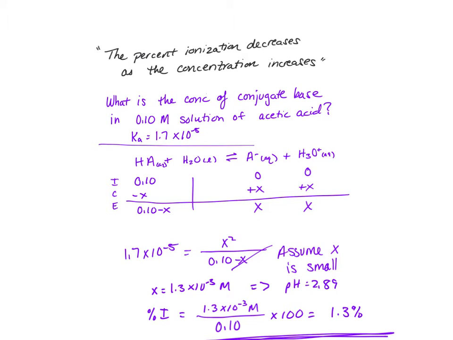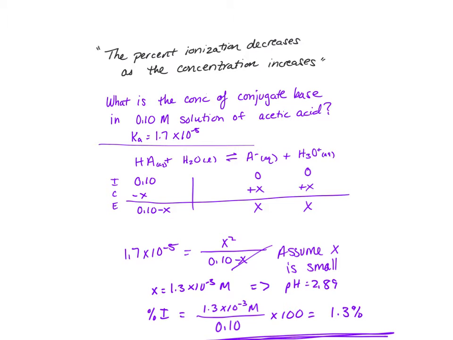So let's look at the statement from the textbook that the percent ionization decreases as the concentration increases. Let's look at the problem that we ended with in class, where we have a 0.1 molar solution of acetic acid, and that has a Ka of 1.7 times 10 to the minus 5. We can solve for our equilibrium concentrations of conjugate base and H3O plus using our equilibrium constant expression and assuming that X is small in relation to the initial concentration of acid, 0.1 molar.